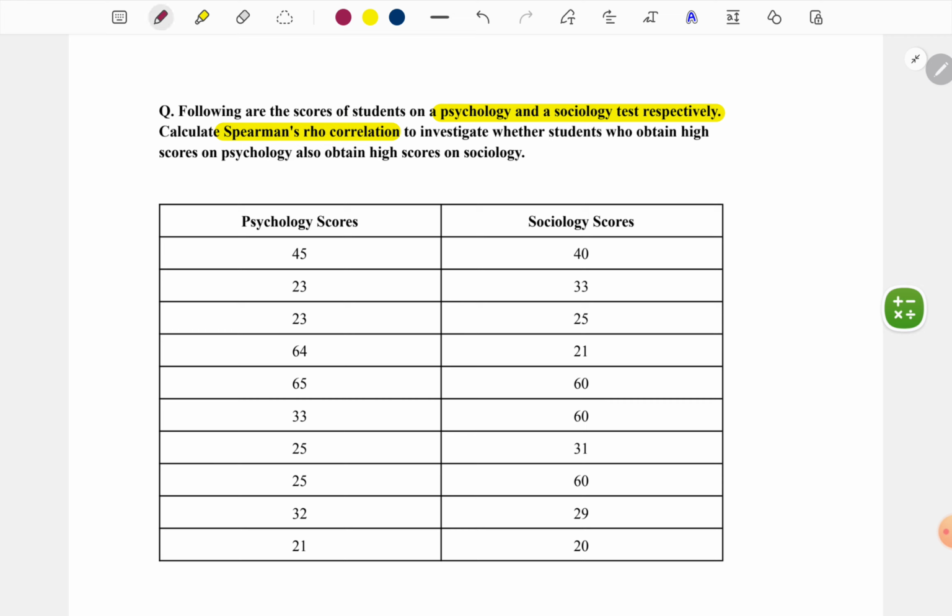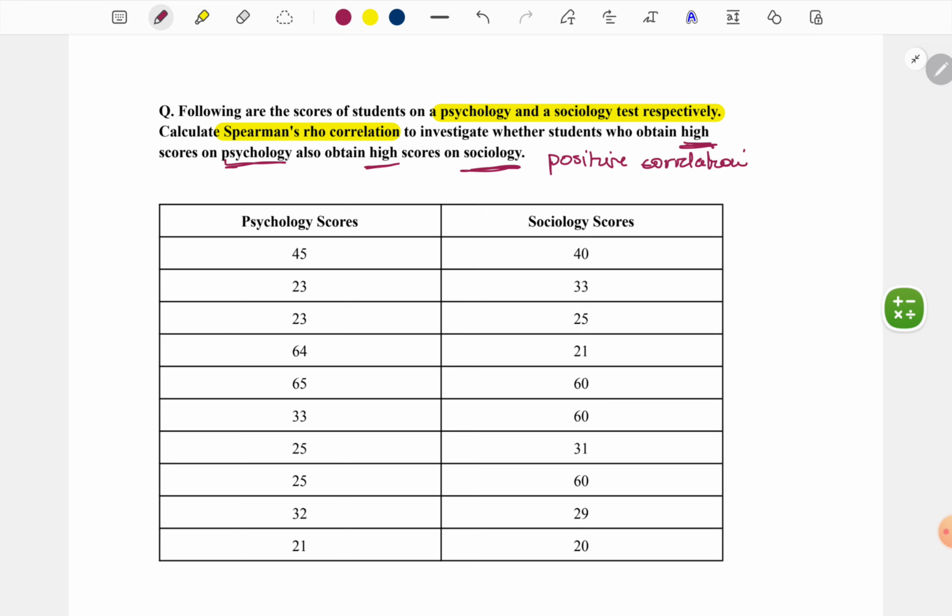We should just take a look at the wording of the question. Those who get high scores on psychology should also get high scores on sociology. It's not like they're expecting that on one subject, if they're getting high scores, they should get low on the other. In that case, it would be negative correlation. But here, they are implying a positive correlation. This is important for framing the hypothesis. That's why we are taking note of this.